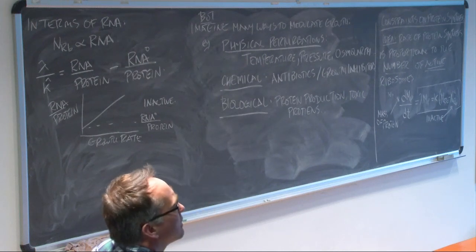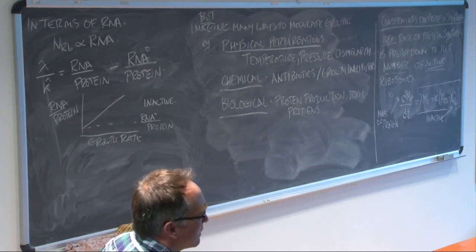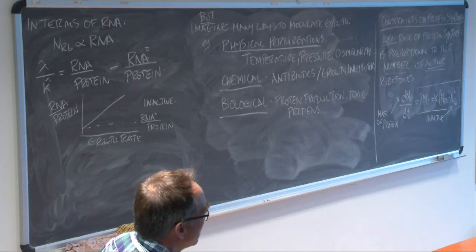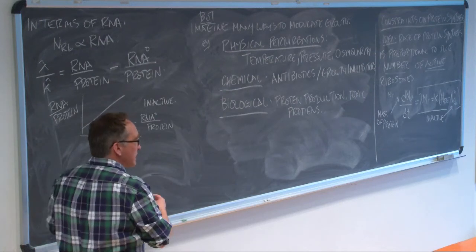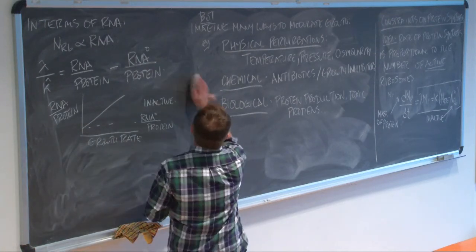Yeah. And then the ribosomes are the machines which read the DNA. No. And make RNA. No, there's an intermediary machine. Let's quickly go over that.